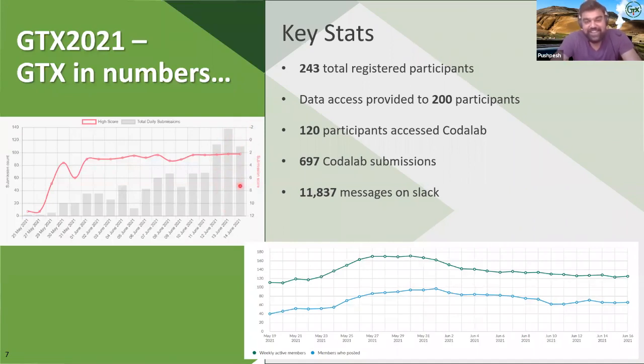And on Slack, I think this goes back to Korang's point of networking. On Slack, we received 11,837 different messages. So it shows how much communication was going on between teams and the organizing committee. As you can see in the plot down there, as soon as we released the data, we saw an uptick in conversation on Slack. And I think this speaks to the volume of the networking and cooperation going on in this competition.